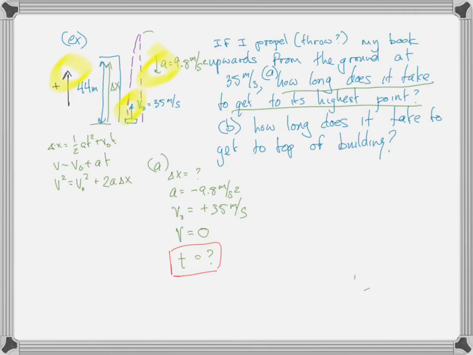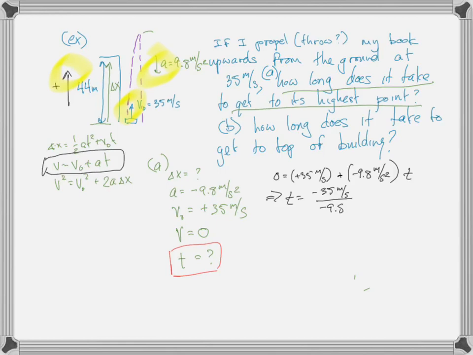Probably the easiest one to solve is going to be the second equation, because we know everything there except for t. We could use the first equation, but we'd have to do a little more manipulation. So we can plug in 0 equals v0, plus 35 meters per second, plus minus 9.8 meters per second squared times t, which is the unknown. So therefore, t equals minus, if I do the algebra correctly, we subtract 35 from both sides and then divide by 9.8 meters per second squared.